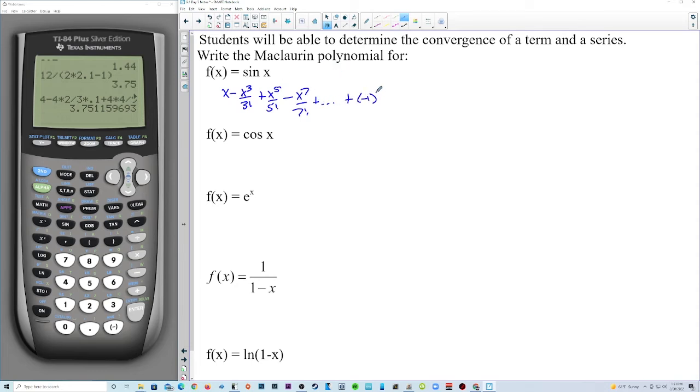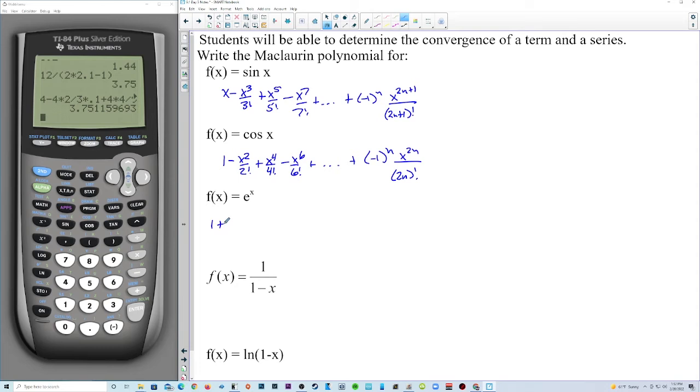That's going to be negative 1 to the n, x to the 2n. Well, if I start with 0, then I need that to be 1. So 2n plus 1 over 2n plus 1 factorial. Cosine is the even powers. We need 1 minus x squared over 2 factorial plus x to the 4th over 4 factorial minus x to the 6th over 6 factorial plus keep on going. Negative 1 to the n, if I start with 0, x to the 2n over 2n factorial.